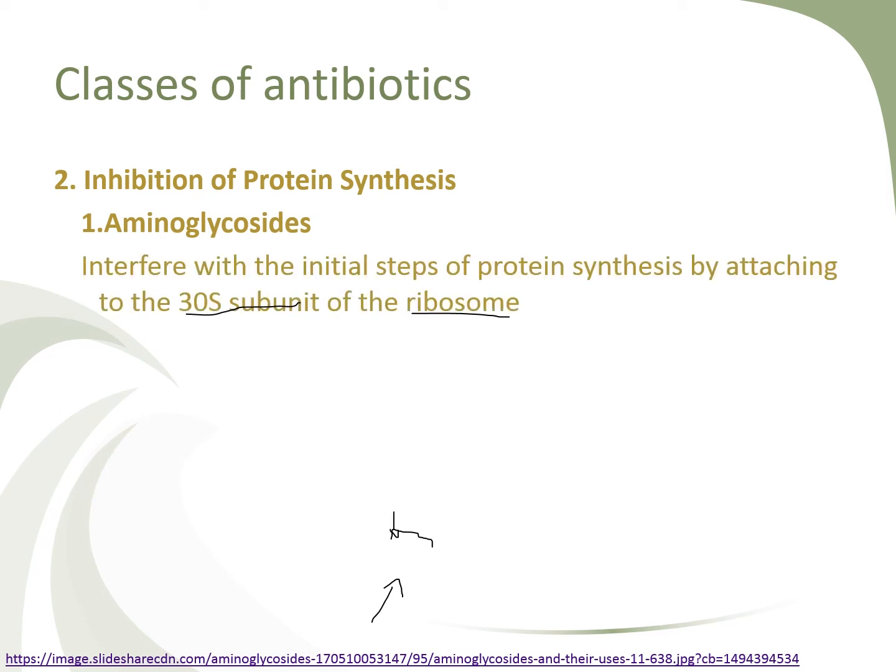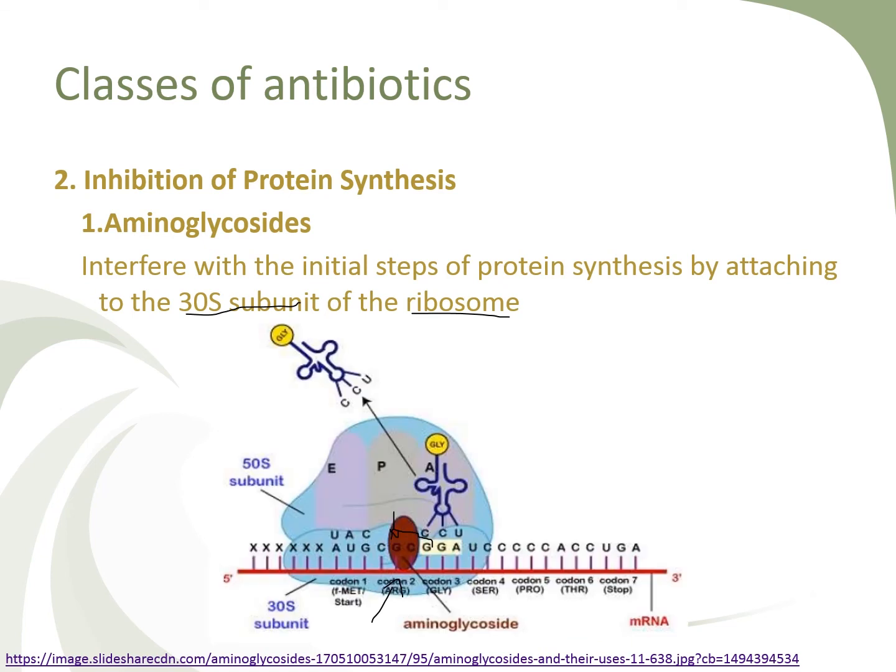First, aminoglycosides. They interfere with the initial steps of protein synthesis by attaching to the 30S subunit of the ribosome. So it attaches to the ribosome, to the 30S of the ribosome. Okay, so here you can see the mRNA. This is the 30S subunit, and this is the 50, and this aminoglycoside attaches here, okay, in the 30S subunit of the ribosome. If it attaches here, it's gonna cause mismatch of the codon because the wrong tRNA is gonna bind here. Okay, the tRNA are able to bind, but a wrong tRNA is gonna bind here.